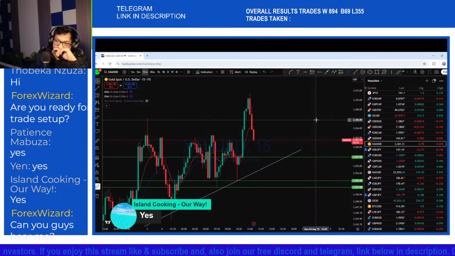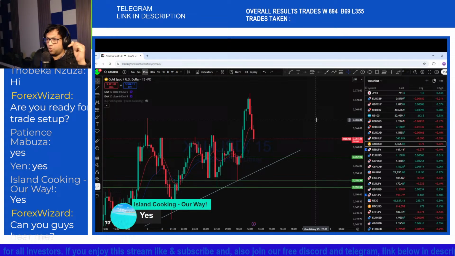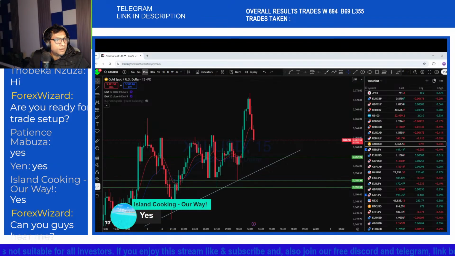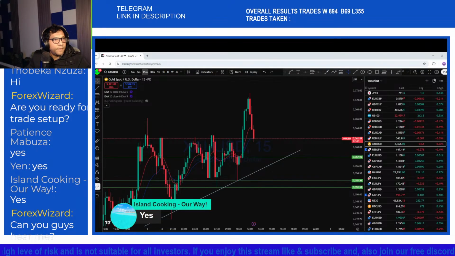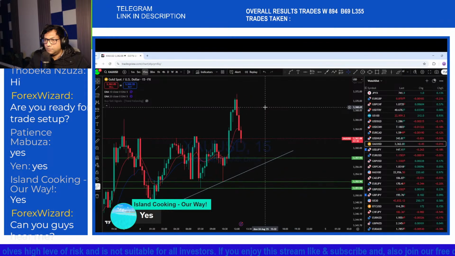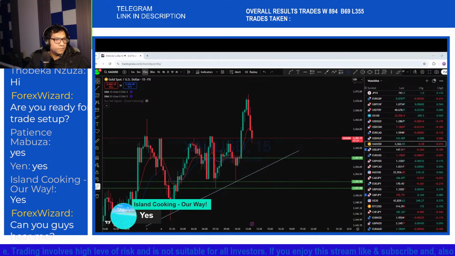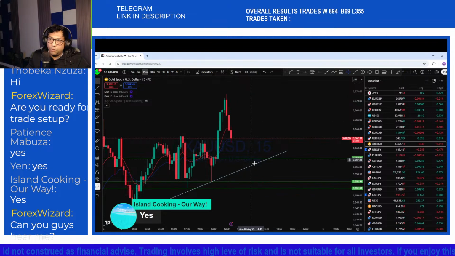Let's move back below here. Are you guys with me? Waiting for this drop to that 15 minutes support and then to move back again to the upside. You're looking at gold for this potential drop here.